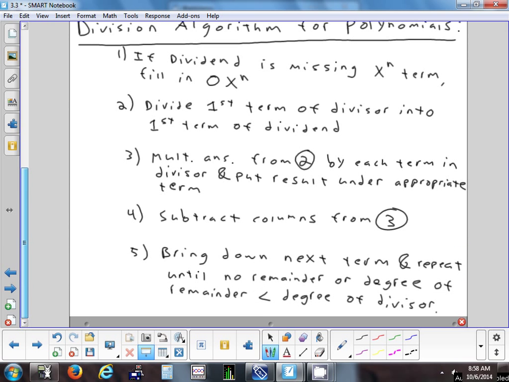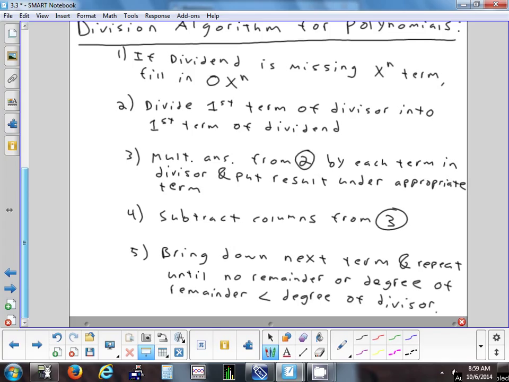And basically, you repeat that. So then you bring down your next term, just like you do with long division with numbers, and you keep repeating this process until you either end up with a remainder of 0, in which case you're done, or the degree of the remainder is less than the degree of the divisor. Okay, so those are all the steps for doing long division with polynomials.